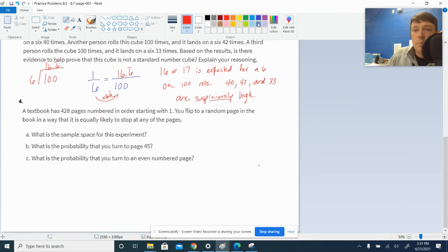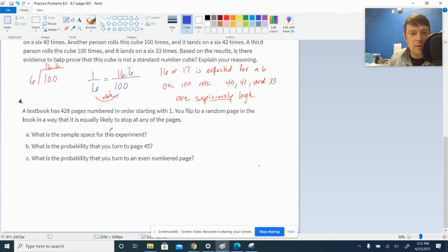All right, number 4. A textbook has 428 pages numbered in order, starting at 1, 1, 2, 3, 4, 5, blah, blah, blah, all the way to 428. You flip to a random page in the book. Okay, close my eyes, open it up. It's equally likely to land on any of the pages. Okay, so everything is random. There's no bias to the front, back, or middle of the book, wherever I'm going. All right, I need to answer these questions, A through C.